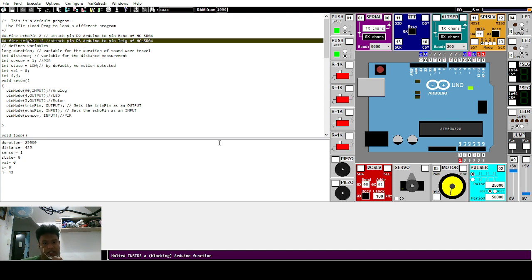Here we have the void setup. Pin A0 is the analog input. Pin 4 is the output for the LED. Pin 3 is the output for the motor, which has PWM capability. Next is pinMode trigger pin output, which is pin 12, and pinMode echo pin input, which is pin 2. And for the sensor, it's an input in pin 1.